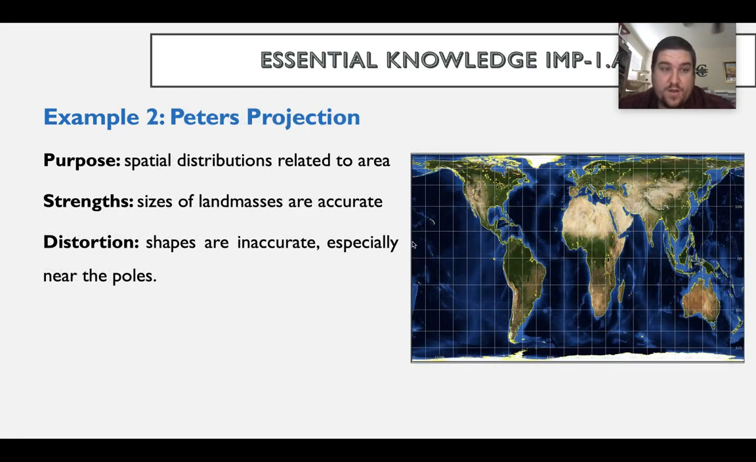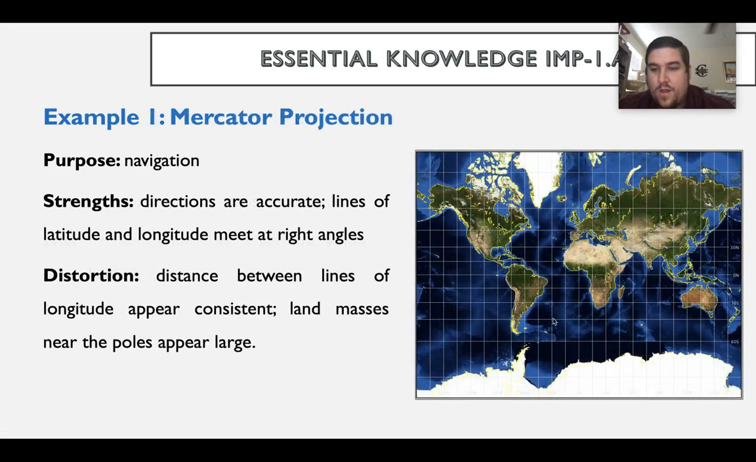Peters projection. Spatial distribution related to area. So the area is accurate. Africa has a lot of land area. So the sizes of land masses are accurate. The shapes are inaccurate, especially near the poles, because it elongates them, but they give you the sizes. So look here. This says the size of Africa is like this, significantly larger than South America, almost all the way up if you think about size of land mass. If we go back, look at how much smaller Africa seems.